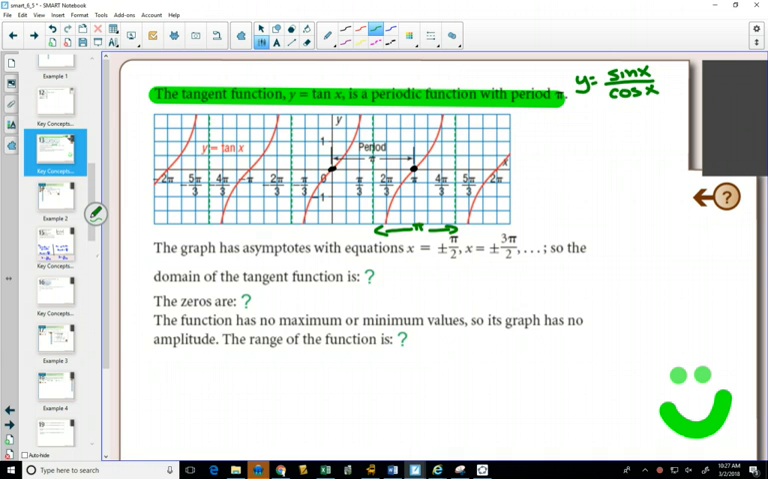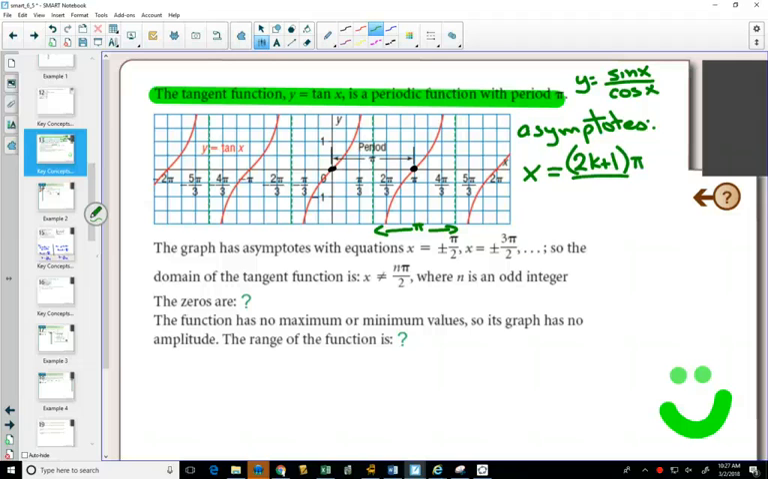So our equations of our asymptotes, and its domain, the way that they wrote it here, where n is an odd integer, we're going to write in the more proper way using the zeros of cosine. So first of all, off to the side, all of the asymptotes can be written like this. Vertical asymptotes are always x equals, and you can write it as 2k plus 1 times pi over 2, where k is an integer.